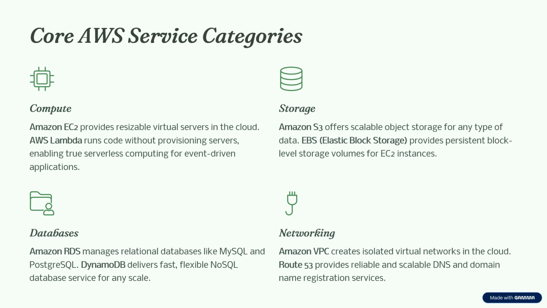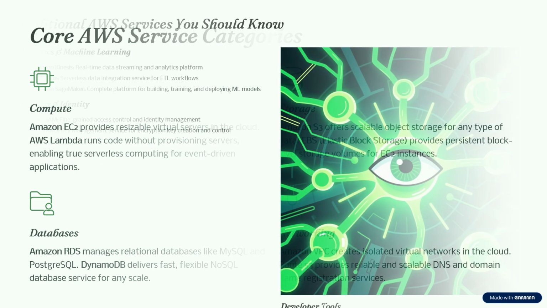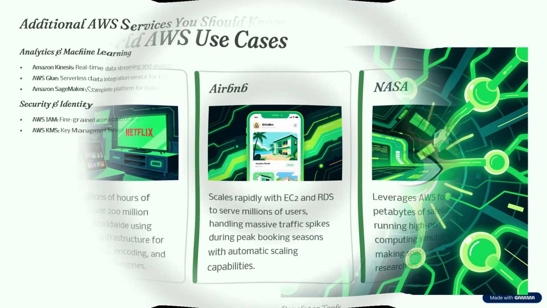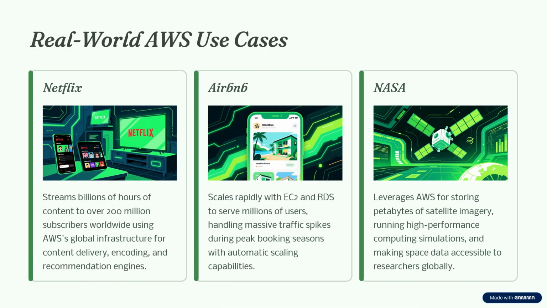And next, we move on to the real world use cases. Let's see how AWS powers real world companies. Netflix uses AWS to stream content to over 200 million users. They use EC2 for computing, S3 for storage, and CloudFront for content delivery.